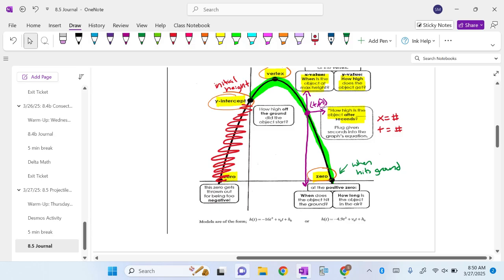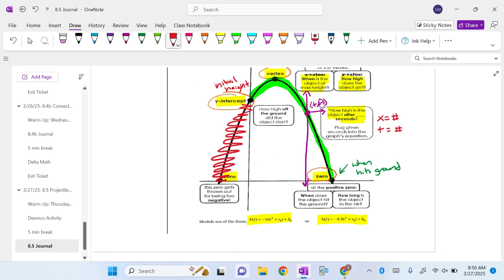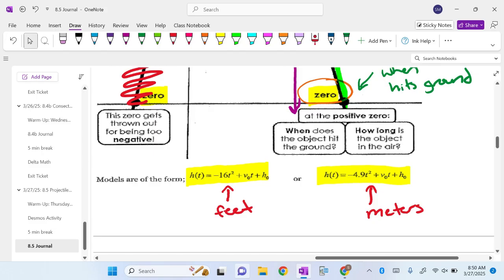Now, the two typical forms that they give us for this function, heads up please, are these two functions. This one represents feet. This one represents meters. So if our height was given in feet, we would use the one with the negative 16. If our height was given in meters, we'd use the one with the negative 4.9.